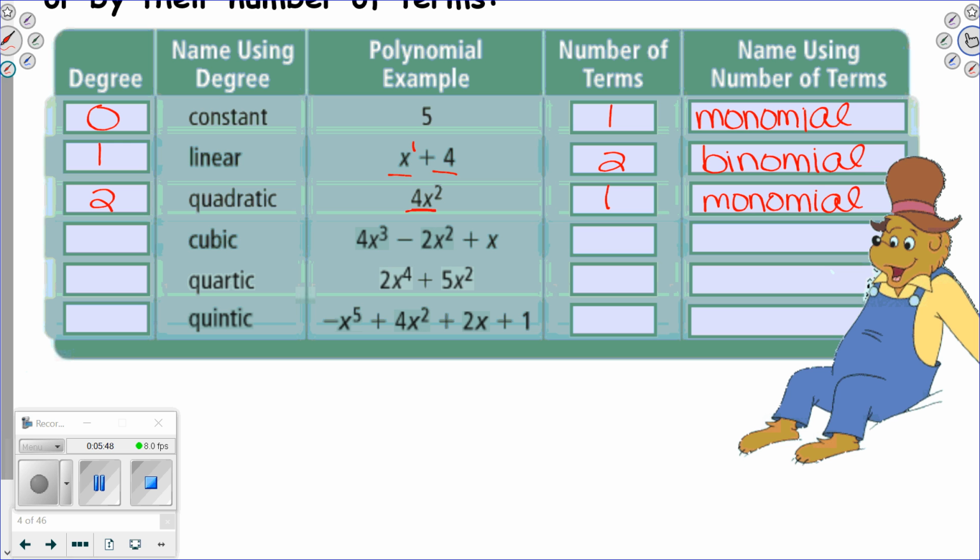All right, the next one, 4x cubed minus 2x squared plus x. The highest exponent is a 3, which means it is a third degree, or its fancier name is called cubic. How many terms does that one have? 3. Okay, there's 1, 2, 3. And something with 3 terms? Good, trinomial.